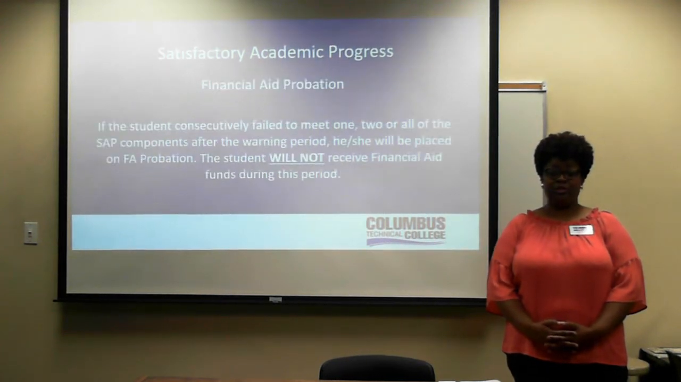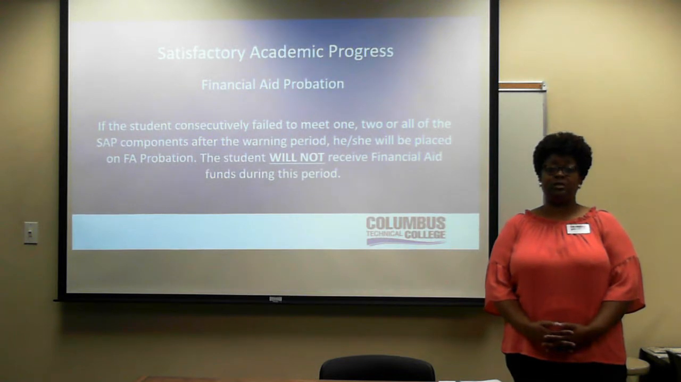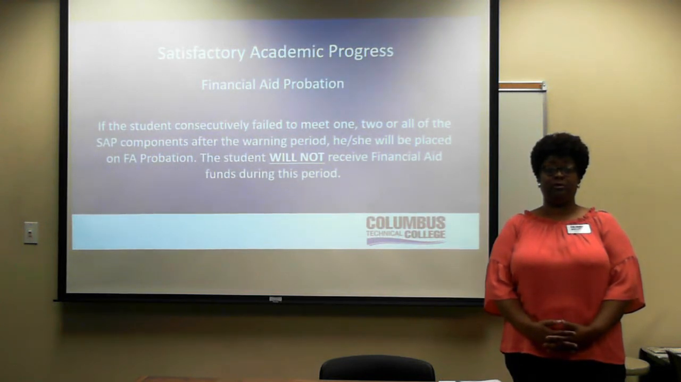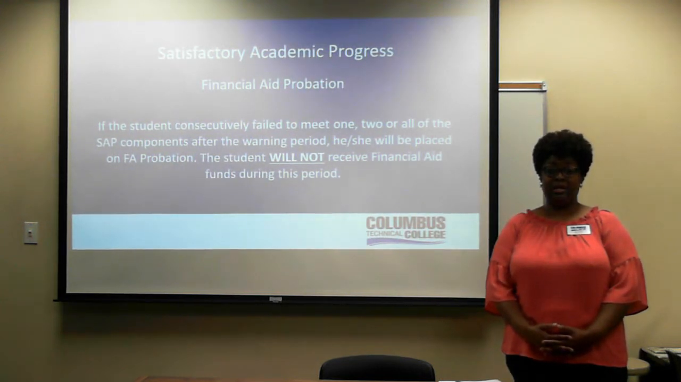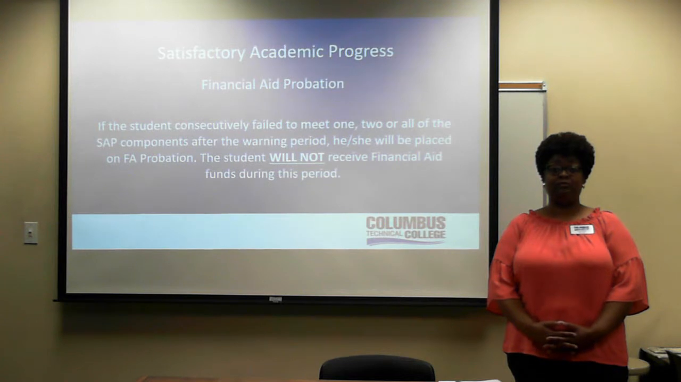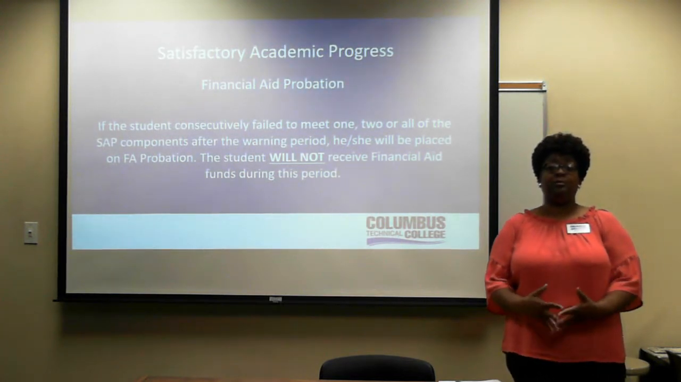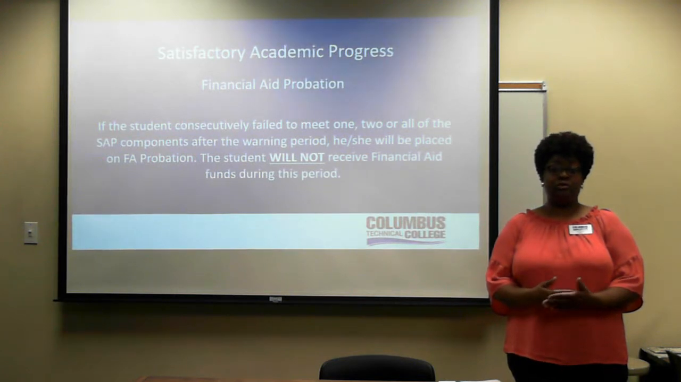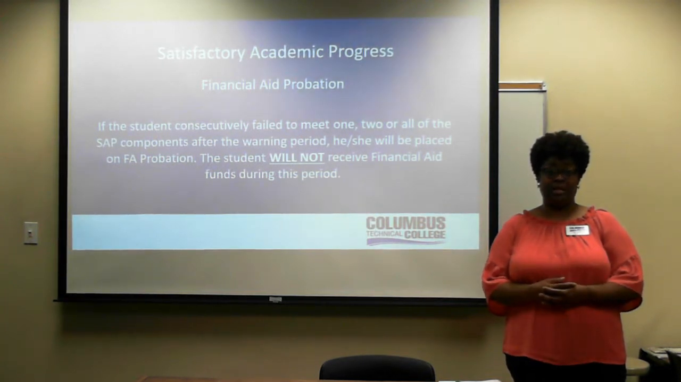So financial aid probation, that means that the student has consecutively failed to meet 1, 2, or all of the satisfactory academic progress components, even after the financial aid warning period. So now the student has been given a status of financial aid probation. This means that the student will not receive financial aid until they improve whatever that deficiency might be. Again, if the deficiency is in the GPA or the completion rate, the student must bring the GPA and or the completion rate back up to those minimum standards.